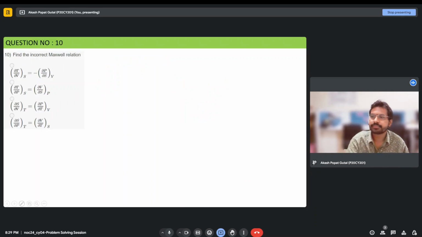So the last question, question number 10: find the incorrect Maxwell relation. Take your own time, 2-3 minutes, to determine which is the incorrect Maxwell relation. Use the same mnemonics we studied before, just in the beginning of this discussion, and determine which relation is incorrect.